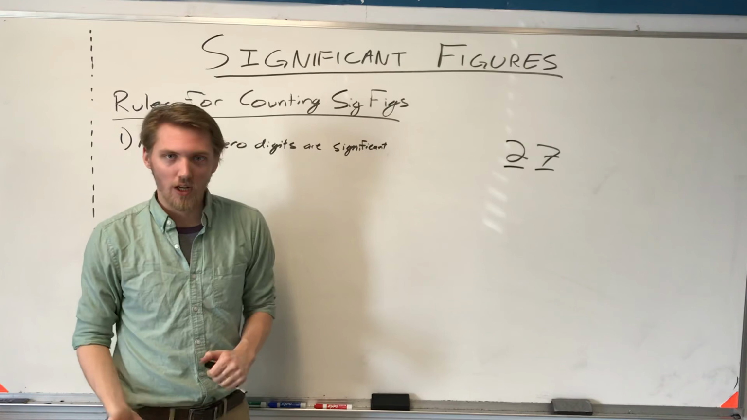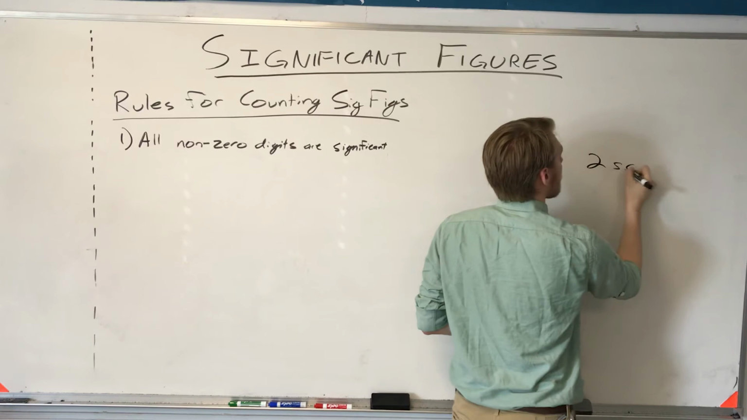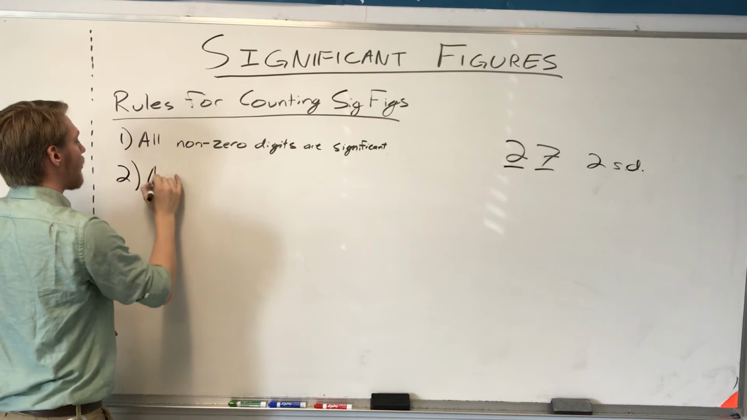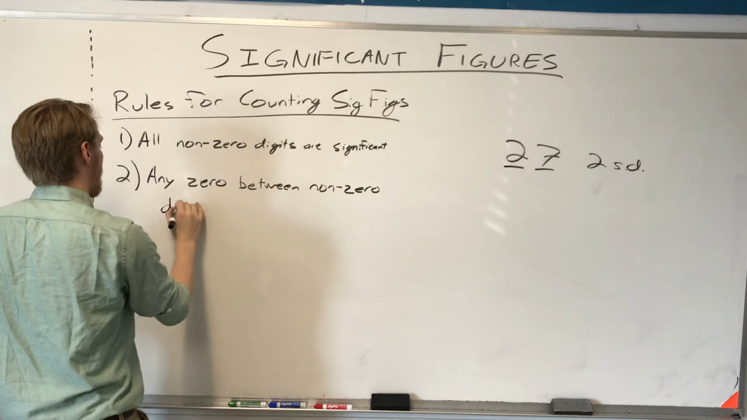Now, it seems a little abstract to be counting these significant digits before we do anything with them, but just hang with me. This number has two significant digits. Rule number two is any zero between non-zero digits, those zeros, any zero, is significant.